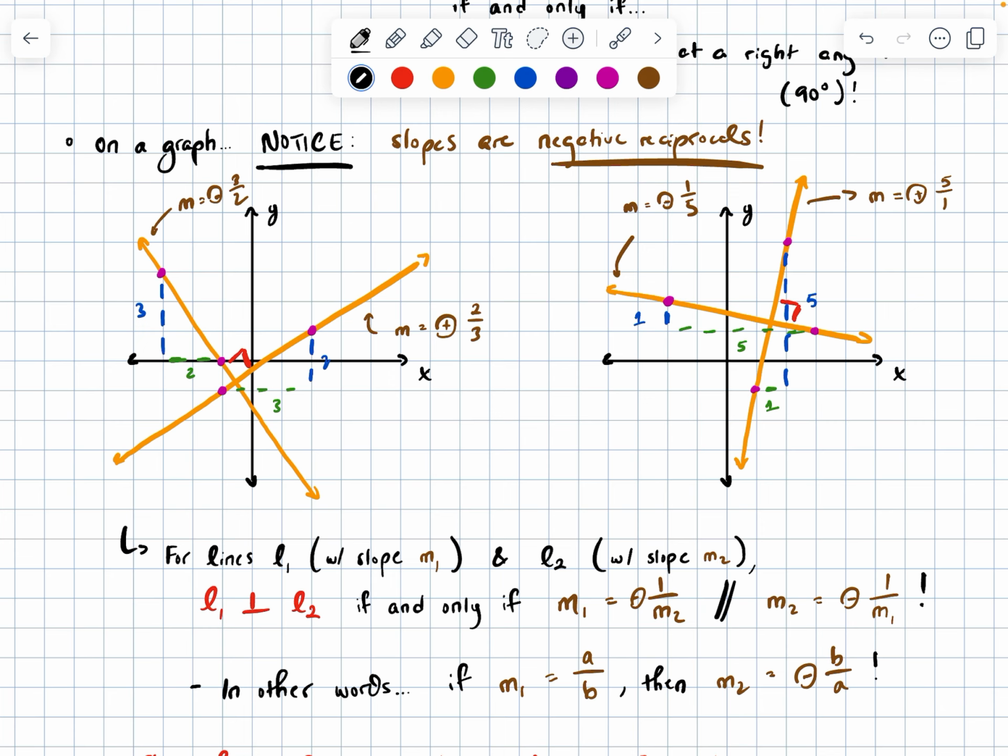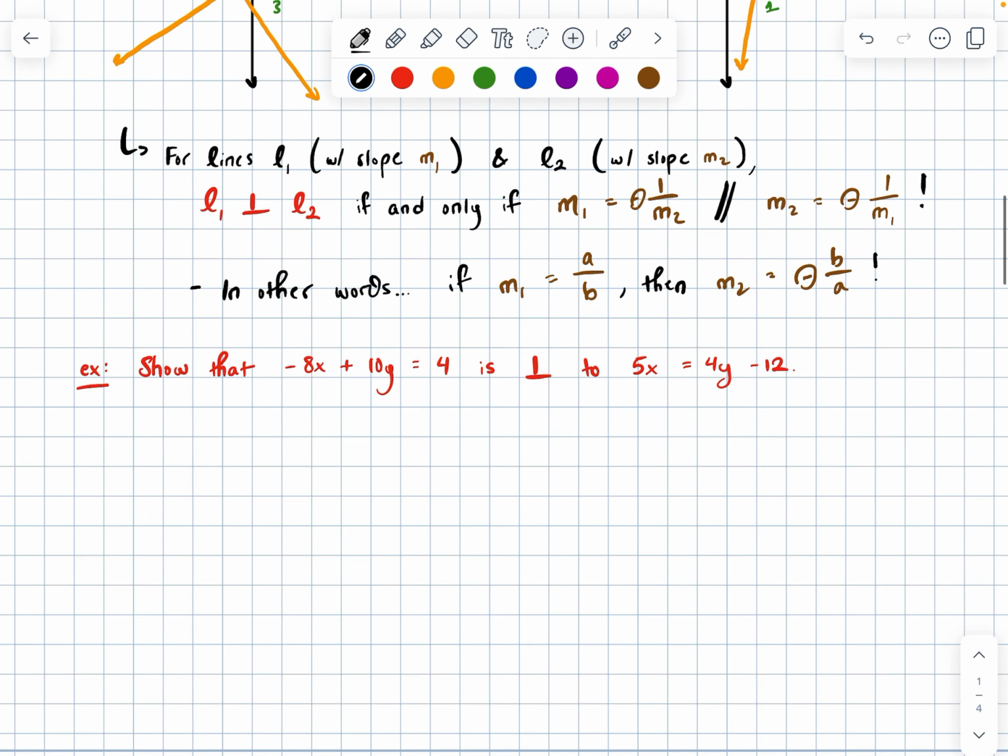Cool. So whichever of these definitions works better for you, either way, to find the slope of a perpendicular line, I flip the sign from positive to negative or from negative to positive, and I also take the reciprocal of my fraction. So I flip the numerator and the denominator. Fantastic. With this idea in mind, let's say, for example, that I wanted to show that negative 8x plus 10y equals 4 is perpendicular to 5x equals 4y minus 12.